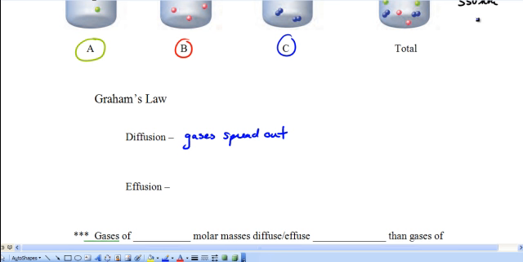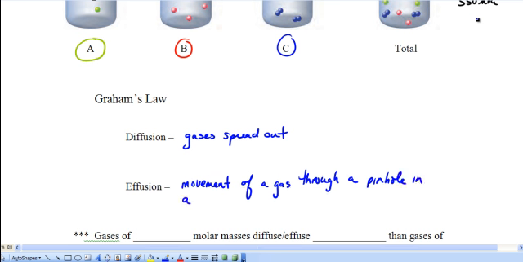Effusion, on the other hand, is the movement of a gas through a pinhole in a container into an evacuated container.